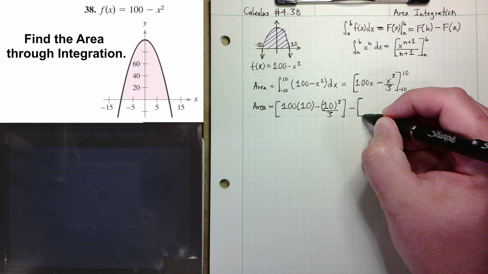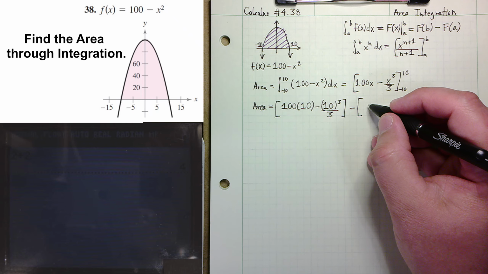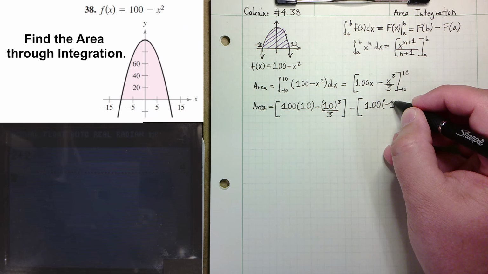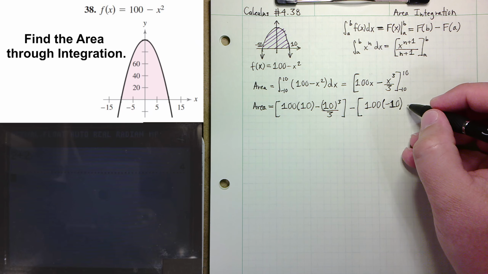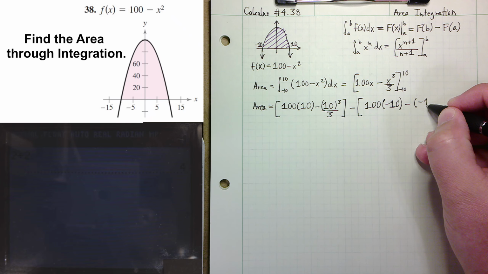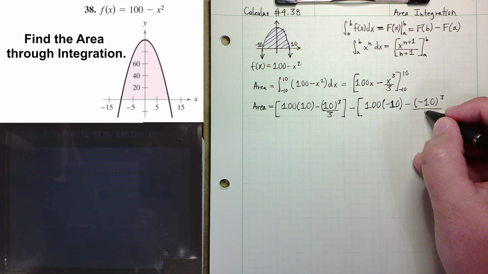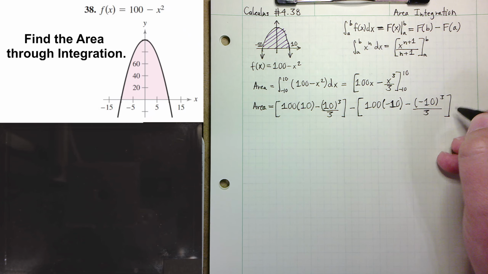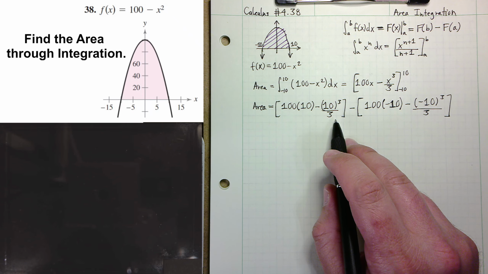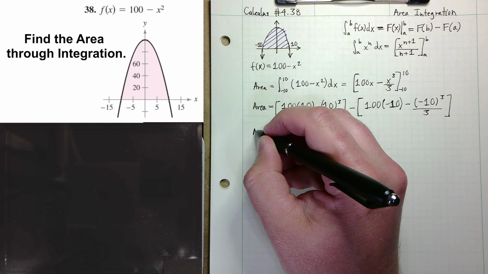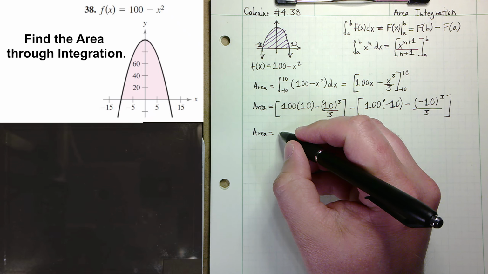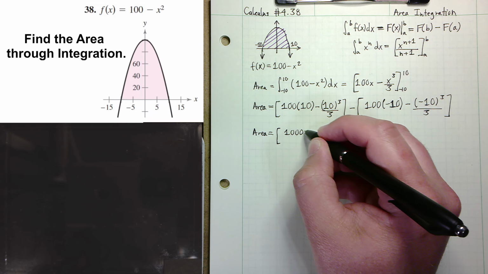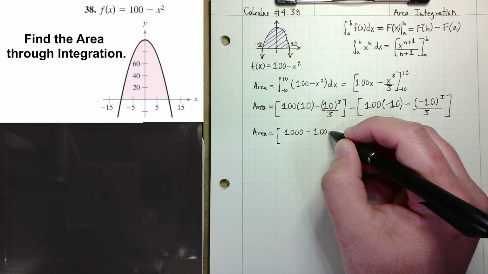So we have a similar looking part here where we're going to get 100 multiplied by negative 10 in parentheses, minus negative 10 cubed divided by 3. And so this is now our answer. We just need to simplify this and we'll work that by hand. So I'm going to have the area is equal to 100 times 10, which is 1,000, minus 10 cubed, which is also 1,000, but it's divided by 3.